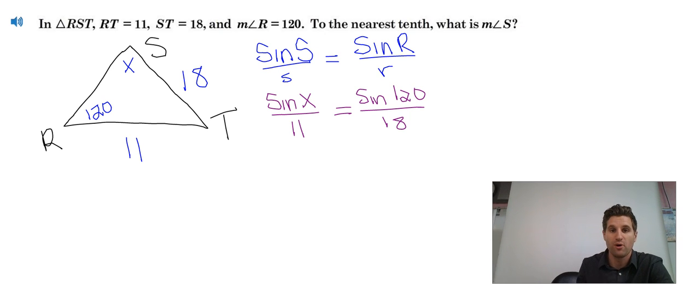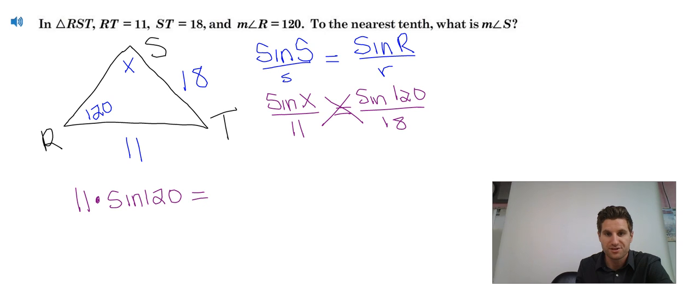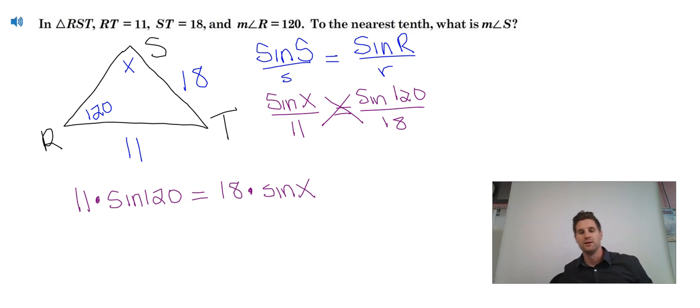We're going to cross multiply like we did before. So we get 11 times sine 120 equals 18 times sine X. Okay. So pretty much the same, but the difference here is now we have sine X. That's going to be a little bit more work. So we got to get rid of the 18 first. So we're going to divide by 18.